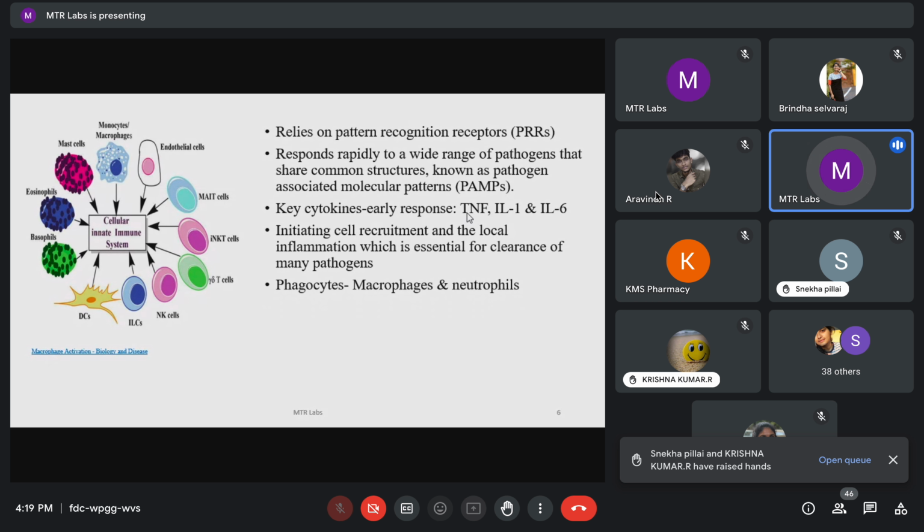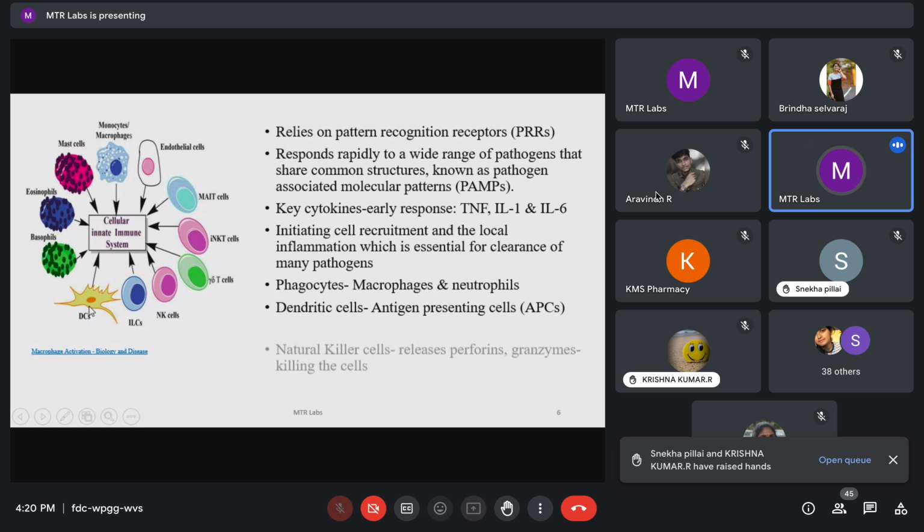So as I said, the phagocytes among these cells are the macrophages and neutrophils. And then dendritic cells present the antigen to the adaptive immune cells or the other immune cells, so these are called antigen presenting cells. And natural killer cells have the enzymes called perforins and granzymes, which in turn kill the pathogens or the infected cells.